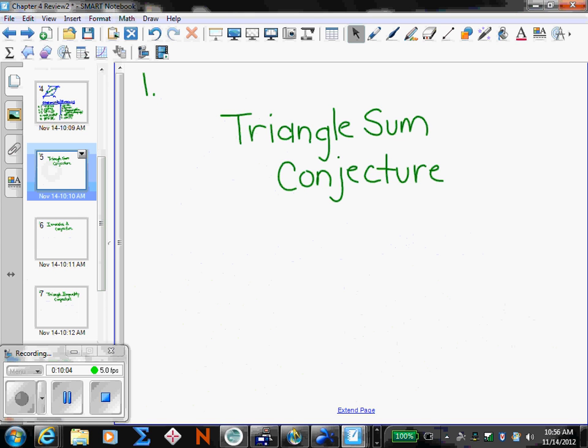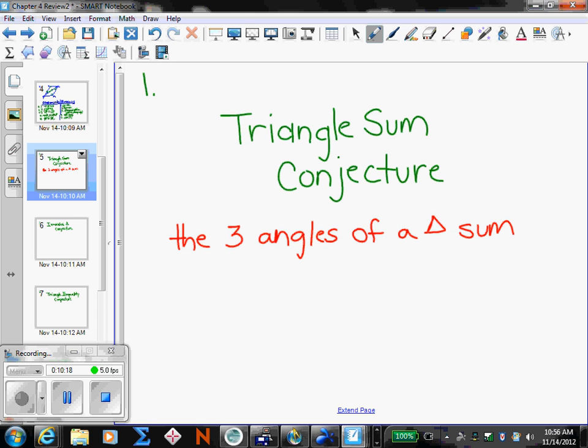So on the inside, you want to write the three angles of a triangle sum to 180 degrees. I think it would be a good idea to put an example in here. So if I have one angle that's 30 degrees and one angle that's 40 degrees, then the other angle is going to have to be 110 degrees. So all three of them have to add up to 180. If you're given two, you can always find the third one.